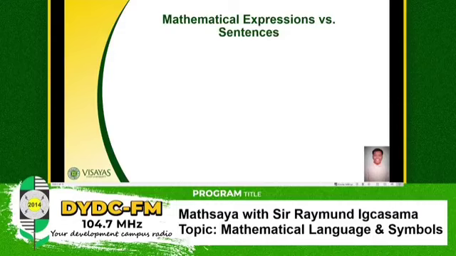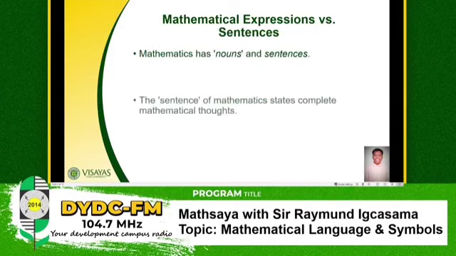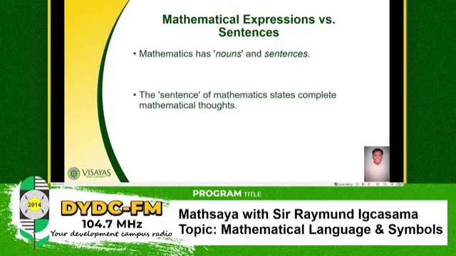Also, mathematics has nouns and sentences. The sentence of mathematics states complete mathematical thoughts. So, as I mentioned a while ago, mathematics also has nouns, and if you combine these expressions, it will create a sentence. Of course, we know that a sentence is a combination of expressions or words that has a complete thought or meaning.